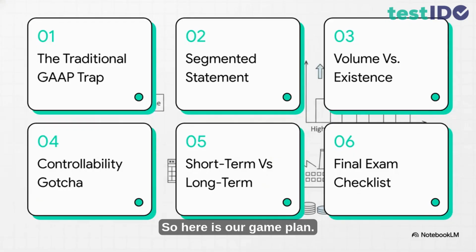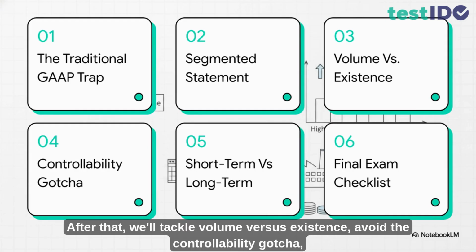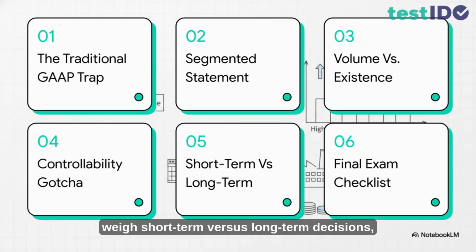So here is our game plan. We'll start with a traditional gap trap, then build a segmented statement step by step. After that, we'll tackle volume versus existence, avoid the controllability gotcha, weigh short-term versus long-term decisions, and wrap up with a final exam checklist. Let's get right into it.